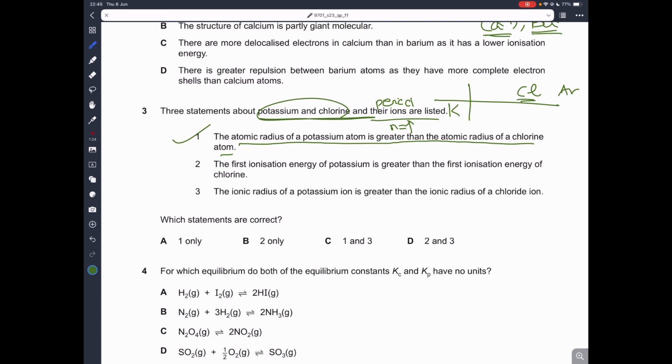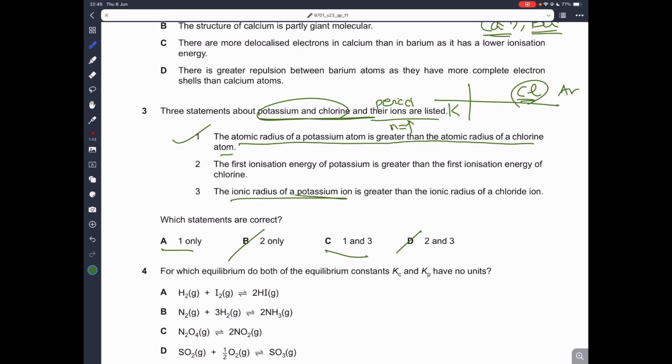However, chlorine has a very strong attractive force on its outer electron. Therefore, statement one is correct. Now, statement one is correct, so the option can only be A or C. It cannot be B or D. So I'm going to skip two and go on to three.